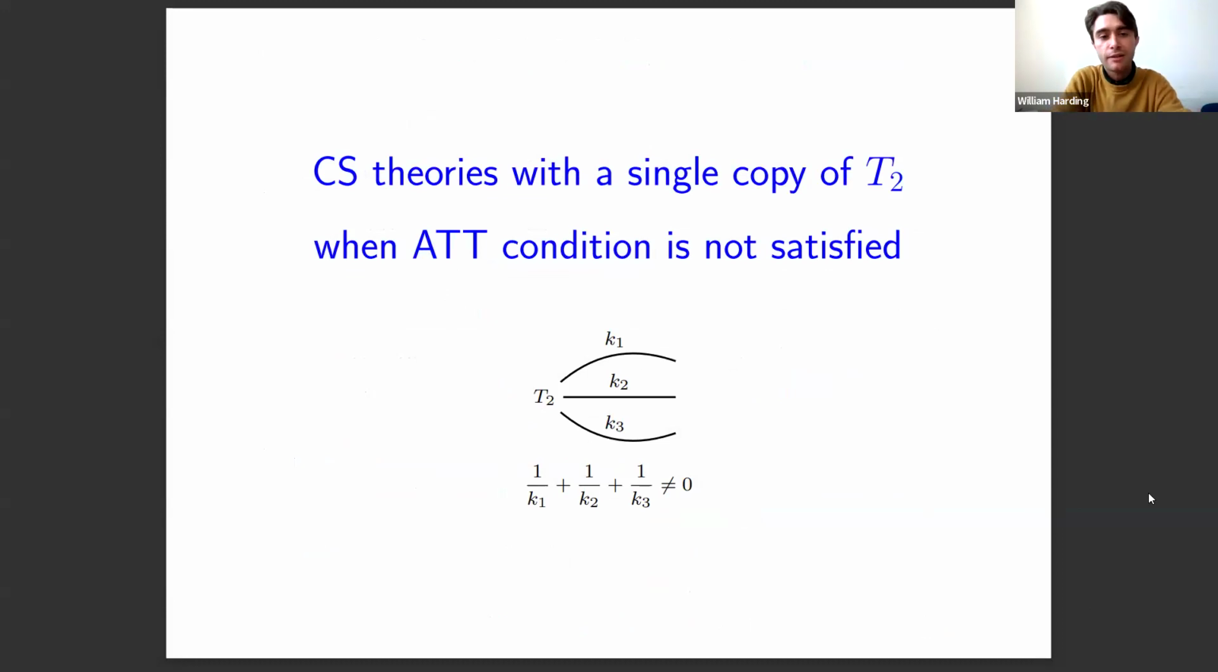And now let us consider Chern-Simons theories with a single copy of T2. So this is the picture. But now the ATT condition is not satisfied, meaning that the sum of the inverses of the three Chern-Simons levels is different from 0 in this case. And what is important about this case is that we find an infinite family of theories which flow to N=4 SCFTs, even if the ATT condition is not satisfied.